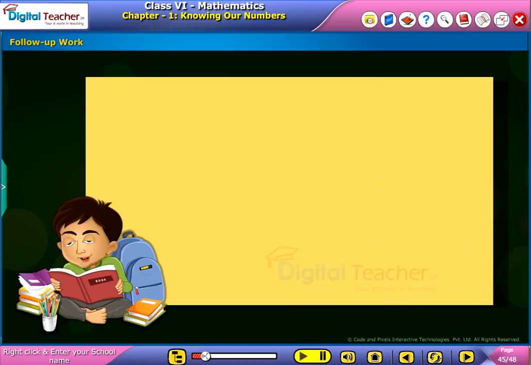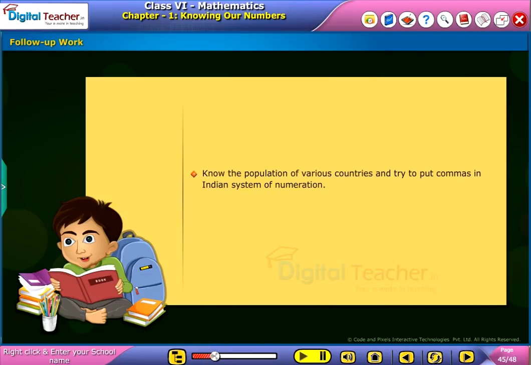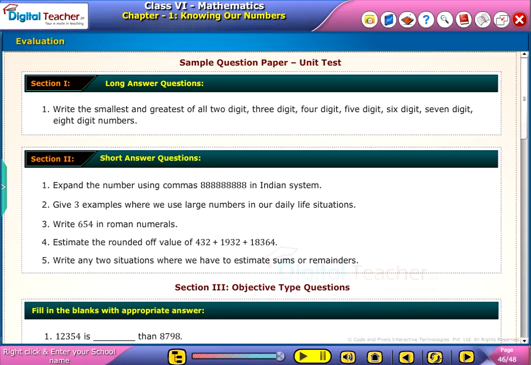Follow-up work. Know the population of various countries and try to put commas in the Indian system of numeration. Know the highest and smallest of 10-digit, 11-digit and 12-digit numbers. Test your understanding of the chapter by taking the mock unit test.